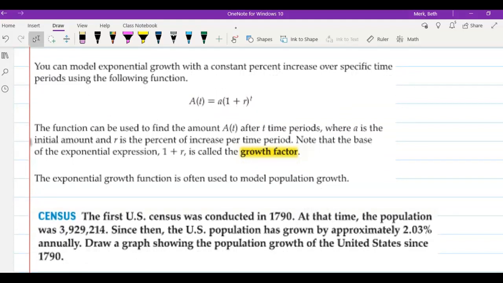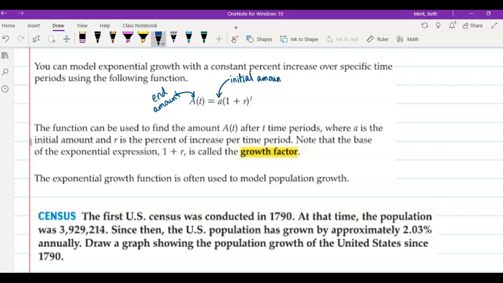Sometimes we are doing real-world problems where they give us a rate. And if the rate is causing an increase, we take that percentage and we add it to 1, and this is our base, and that's our growth factor. In this formula, this is going to be the ending amount, and this number right out front is going to be our initial amount.